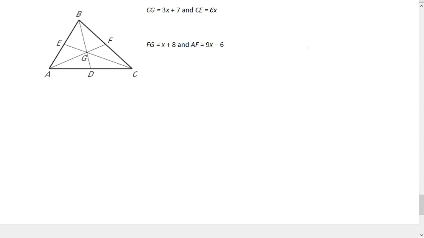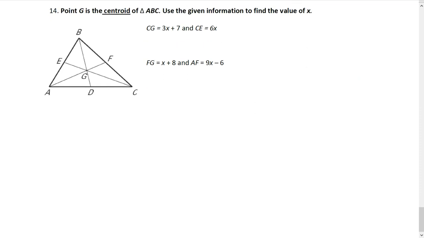And now number 14. G is the centroid of triangle ABC. Use the given information to find the value of x. Okay, so GC is right here, and that length is 3x plus 7. And CE, this whole length, is 6x.